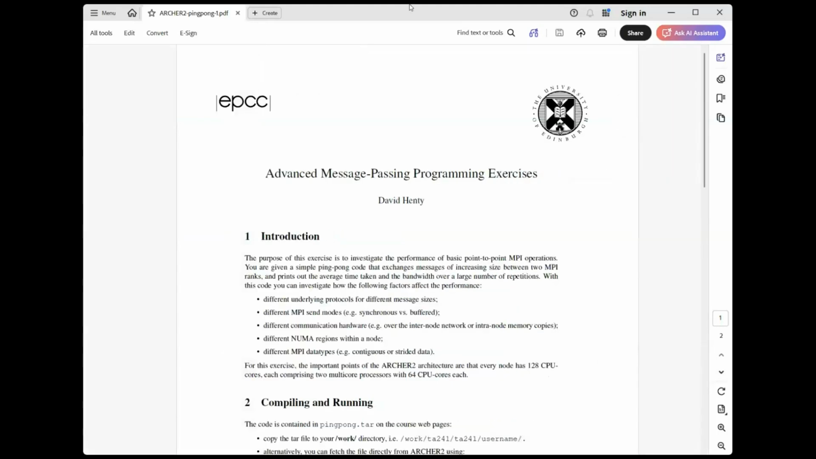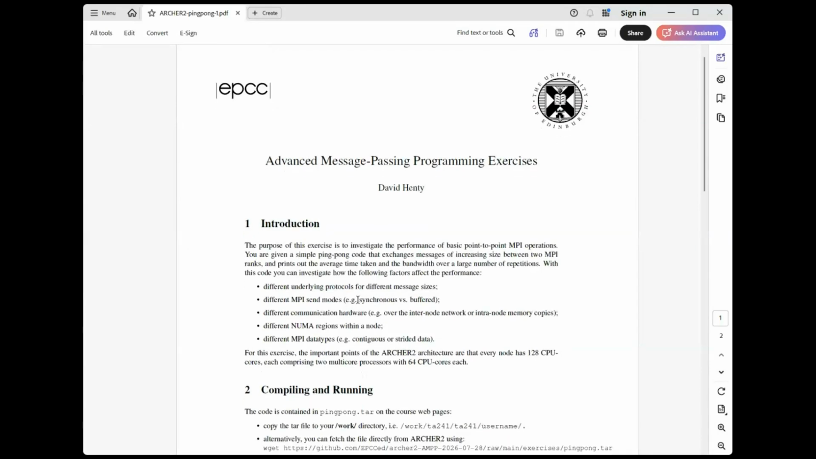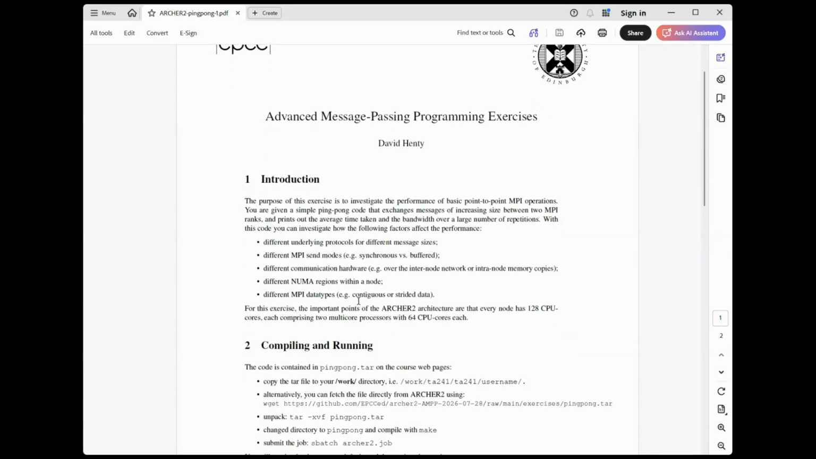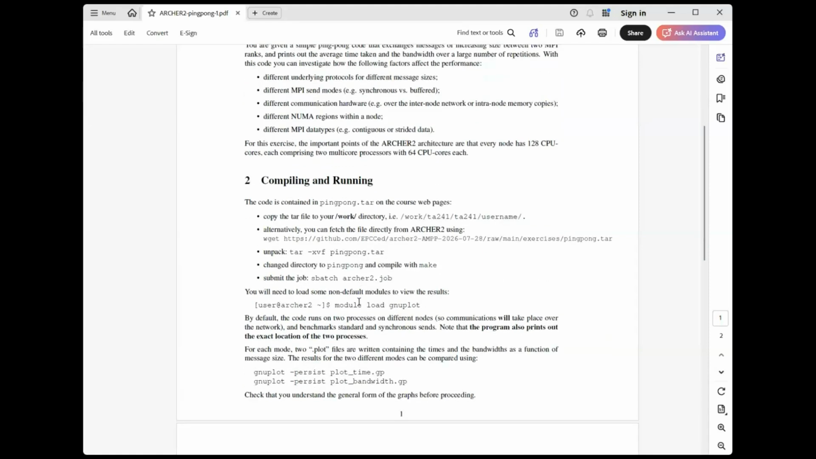So this is the exercise sheet. You'll see that basically what it does is we have a program which sends a message between two processes. But hopefully you are able to just follow these instructions and get it running. So I will just check with my own account before we take the coffee break that this works. So I will log in.